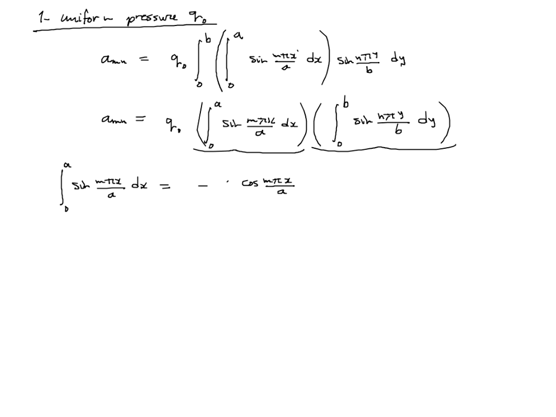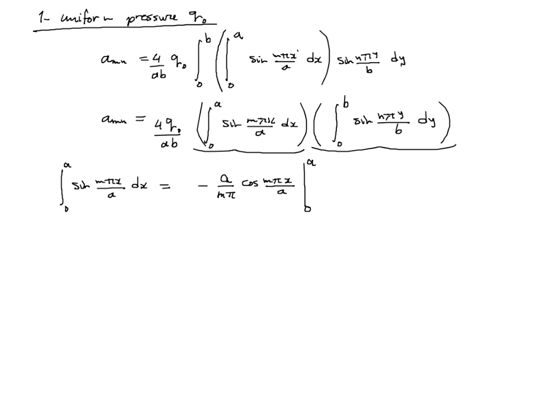And in order to get a coefficient of 1, we have to divide by the coefficient of x inside the cosine. So we have a over n pi. And this will go from, there is a 4 over ab in the definition here, sorry. We will go from 0 to a. All right. So this means that we substitute x equal a, and then substitute x equal 0, and subtract.